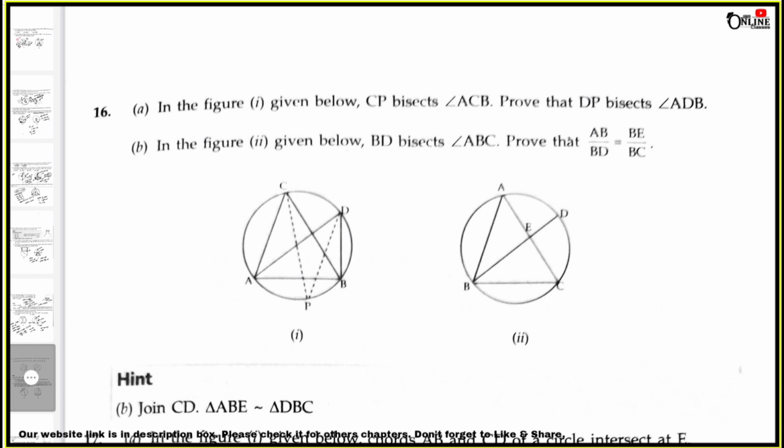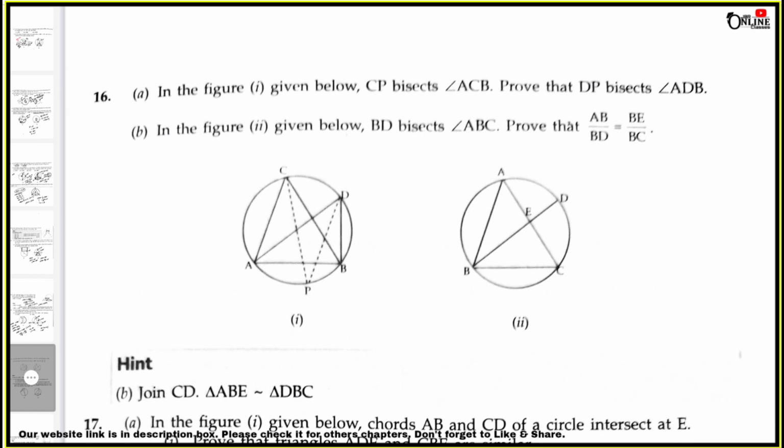So here in sum number 16, in the figure given below, CP bisects angle ACB. Okay, CP bisects this one. Prove that DP bisects angle ADB. Okay, you have to prove that DP bisects angle ADB. Here this one is angle ACB and here this one is angle ADB.